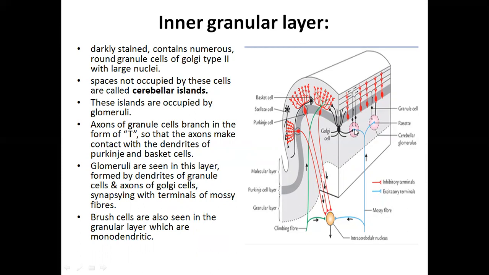This is the glomeruli. Axons of granule cells branch in the form of a T, so that the axons make contact with the dendrites of Purkinje and basket cells. You can see Purkinje cells and basket cells. They go like that. These are the dendrites, these granule cells.